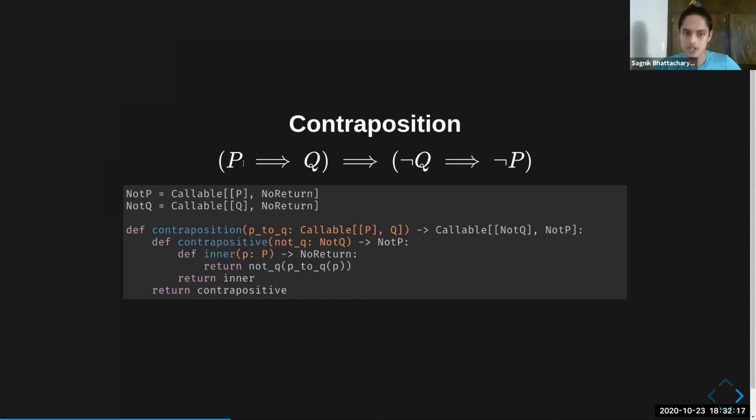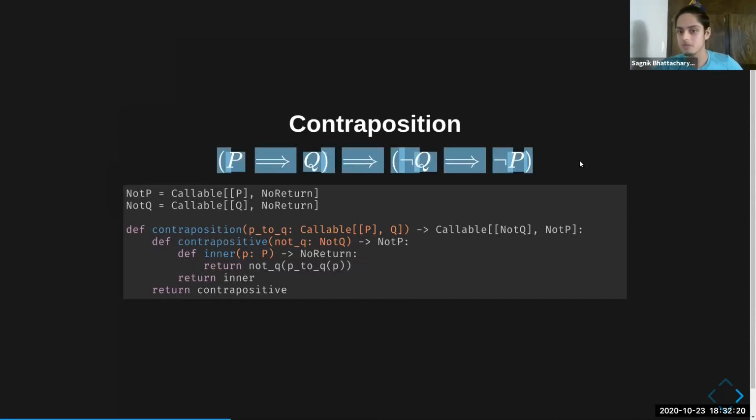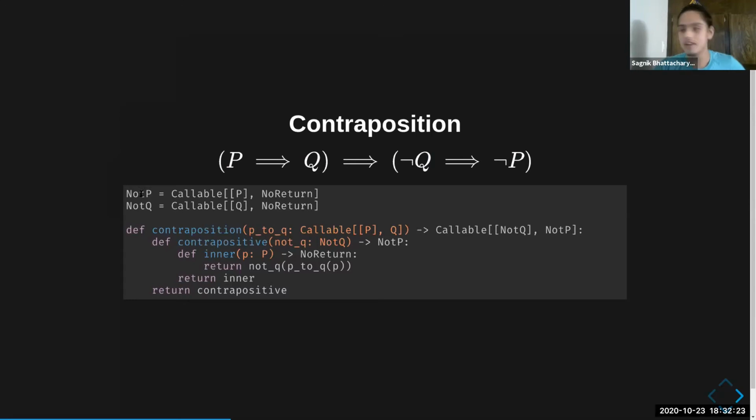And contraposition is also quite interesting, right? So first I create type aliases to help me write the function. So not P is a function which takes in P and returns no return. Not Q is a function that takes in a Q and returns no return. Now, contraposition is a function which takes in a function from P to Q, and it outputs a function which takes in not Q and gives me a not P, because again, that's what implication means, right? And I basically do that by constructing the contrapositive.